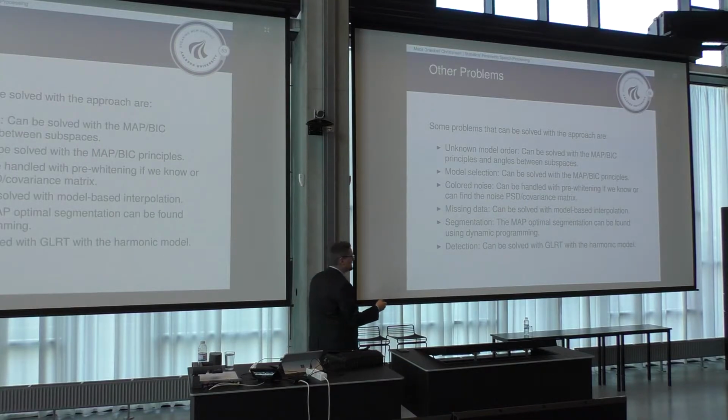So what about the colored noise? I kept saying that the noise is white and so on. I don't believe the noise is white. It's not. But we can apply pre-whitening, so pre-filtering of the signal, if we can find the noise power spectral density or covariance matrix.